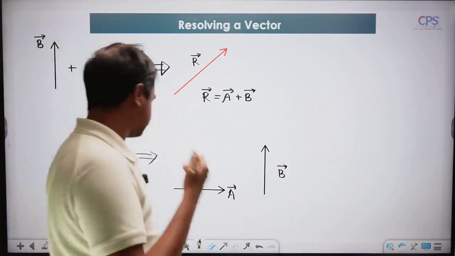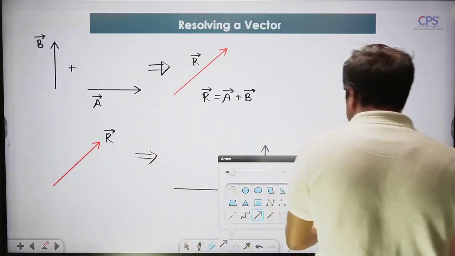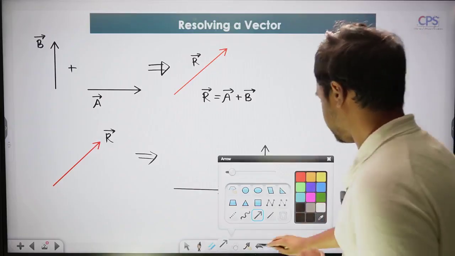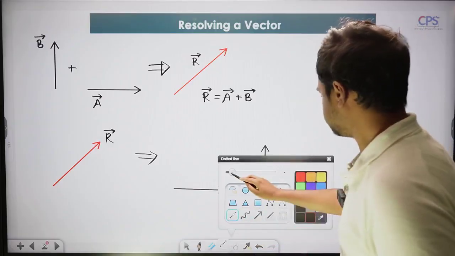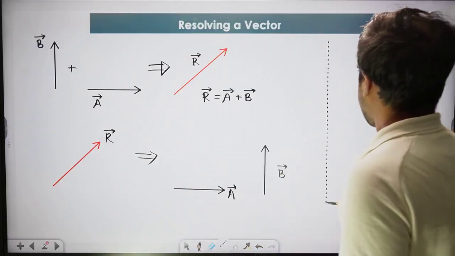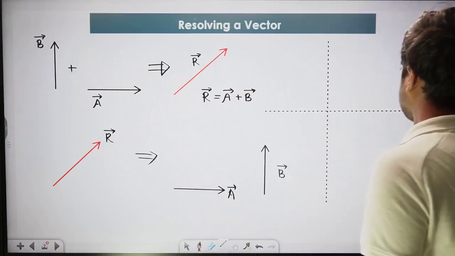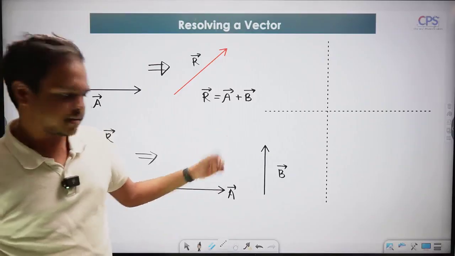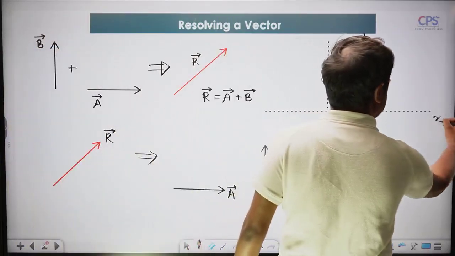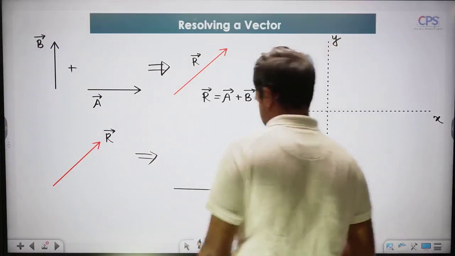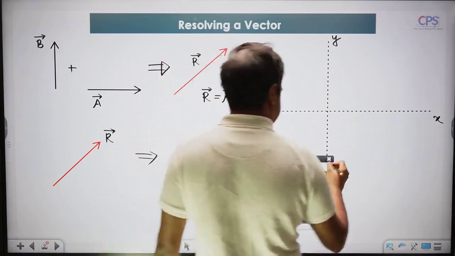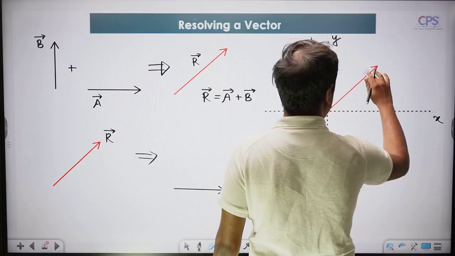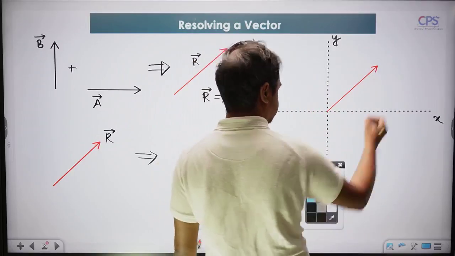So how do we do it? We do it actually very easily. It's a very easy process, so just bear with me. Right now I am drawing a diagram, or a graph actually, with two axes. This is the x axis and this is the y axis. Let's say this is the given vector R.